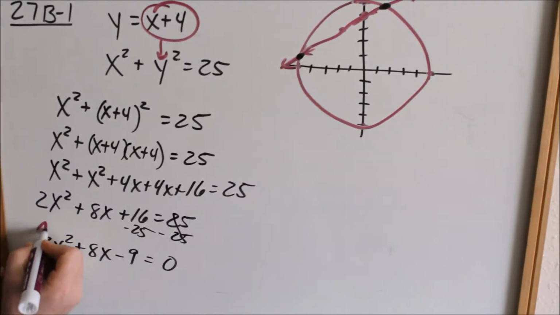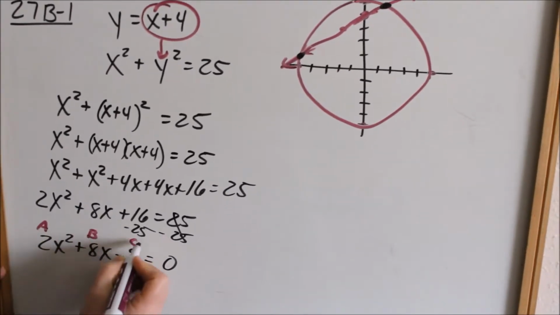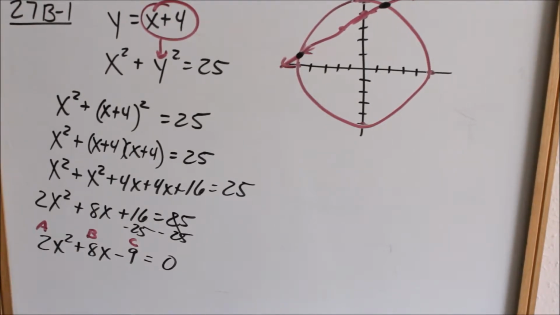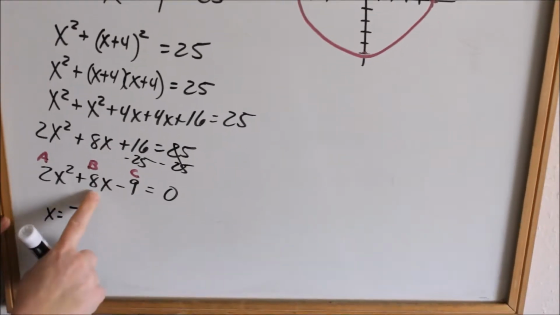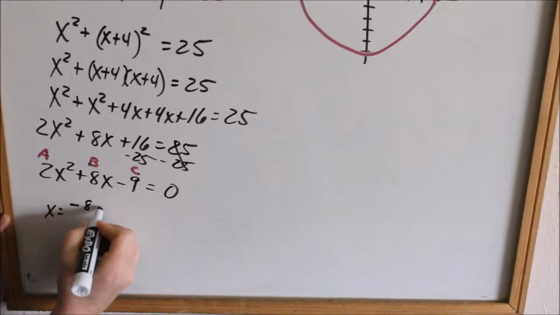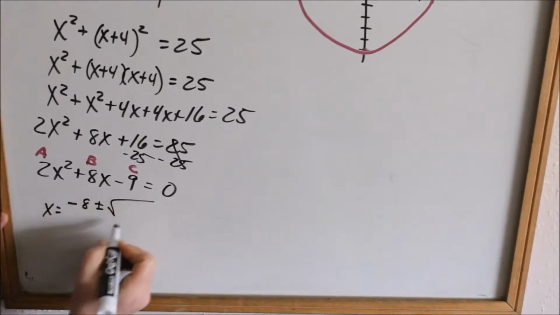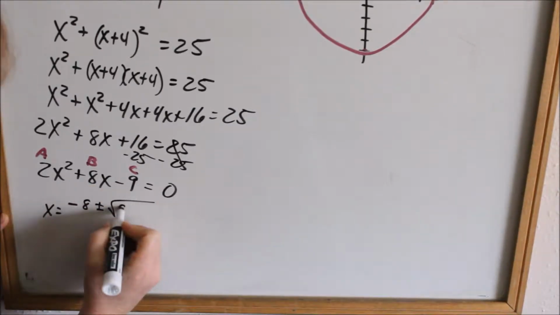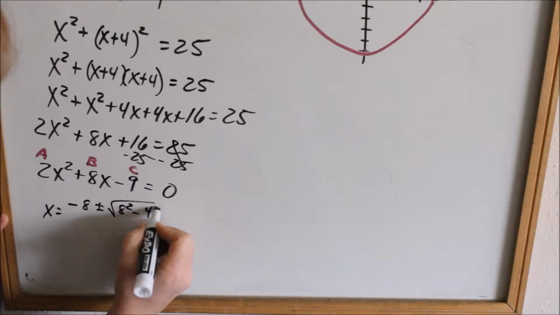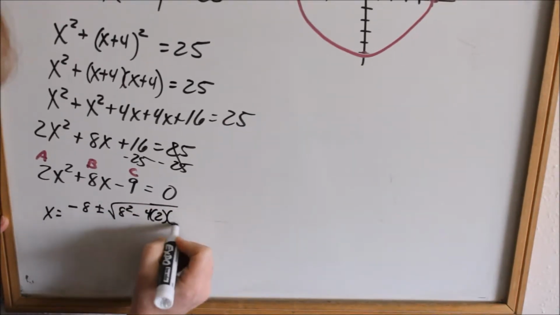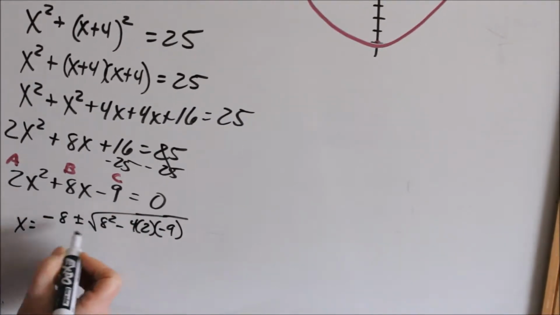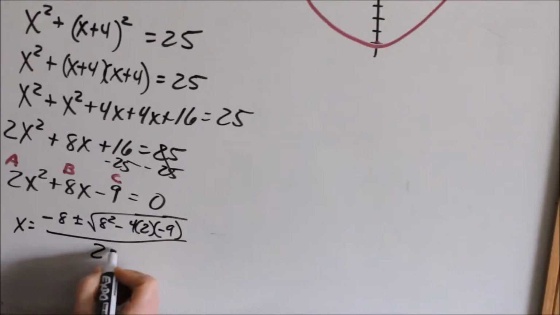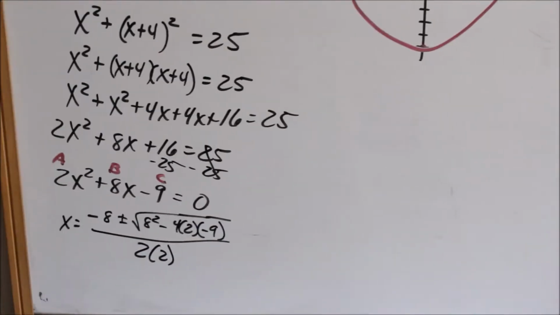As a reminder, the coefficients in front are your a and b terms, and the whole number at the end is your c term. So the quadratic formula is x equals negative b, and my b is 8, plus or minus the square root of b squared. That will be 8 squared minus 4 times a, which is 2, times c, which is negative 9. Keep up with your negative signs. All over 2a, and a is 2.